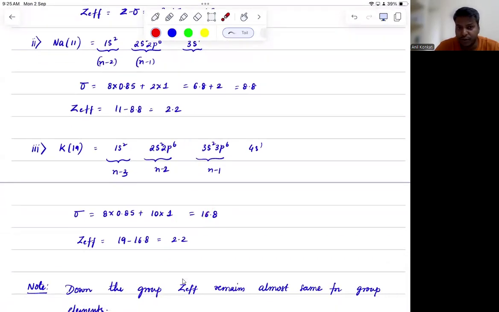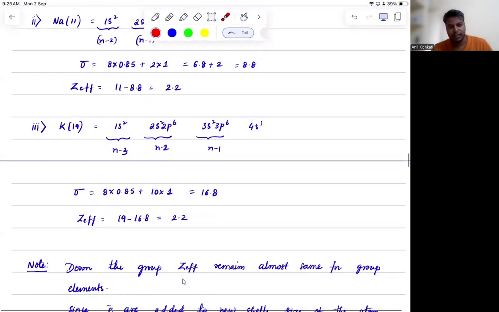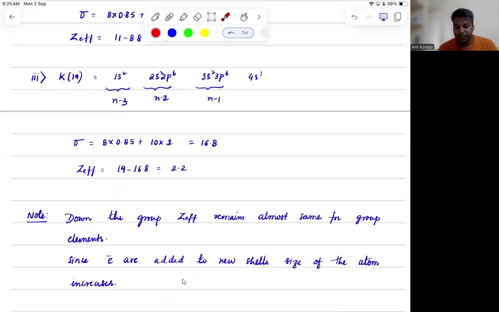Rubidium, you will get it as 2.2, which means except for group 2, except for second period, third period onwards, the Z effective remains constant. That is an important understanding. So you can see this is a general statement we can write. Down the group, Z effective remains almost same for all the elements.